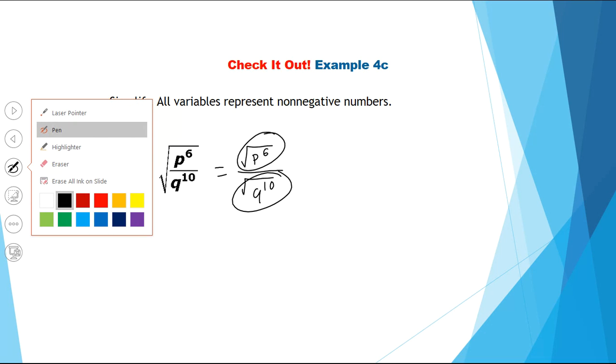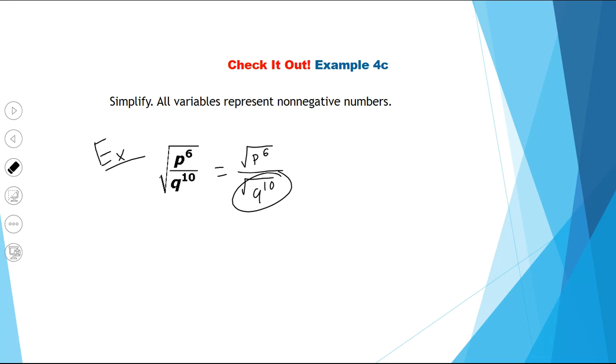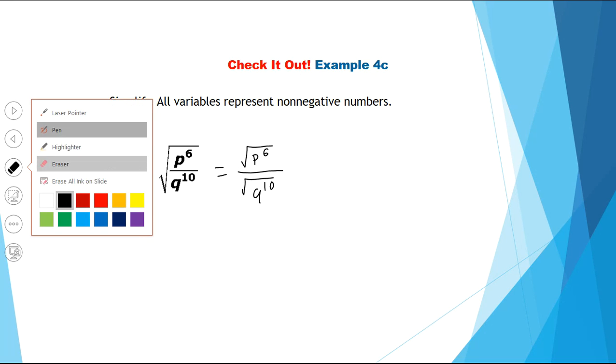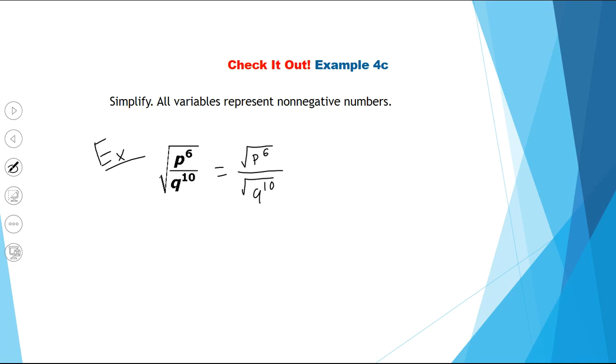So let's simplify the square root of p to the 6. Now I said in yesterday's video that if you have an even number exponent, in this case I have an even number 6, all you do when you take the square root of that is take half that exponent. So the square root of p to the 6 is really just p to the 3rd. Now here's the thing people get confused on. It's not the square root of p to the 3rd. It is not that. It is just a regular p to the 3rd.